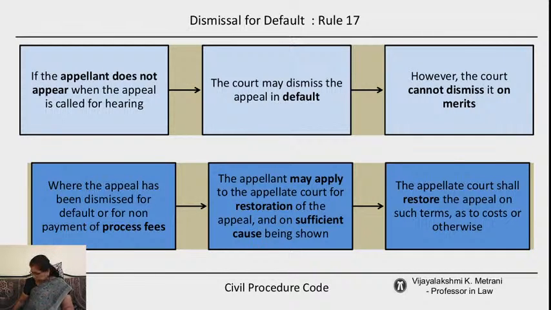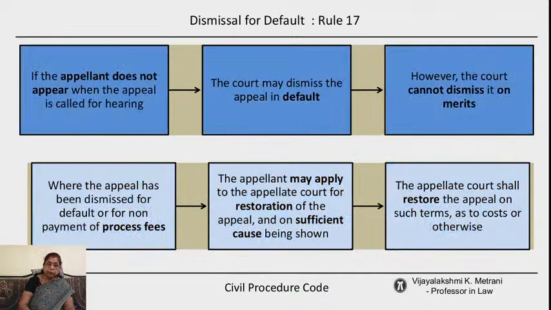Thirdly, where the appeal has been dismissed for default for non-payment of process fees. Suppose he doesn't pay the process fees to be given or to send process to the respondent. For that the fees have to be presented by the appellant. Suppose he does not pay that and because of that it is dismissed, then the appellant may apply to restore the appeal, giving sufficient cause for not having paid the process fees, and then after paying the fees and allowing some costs on that, the appellate court will restore the appeal.